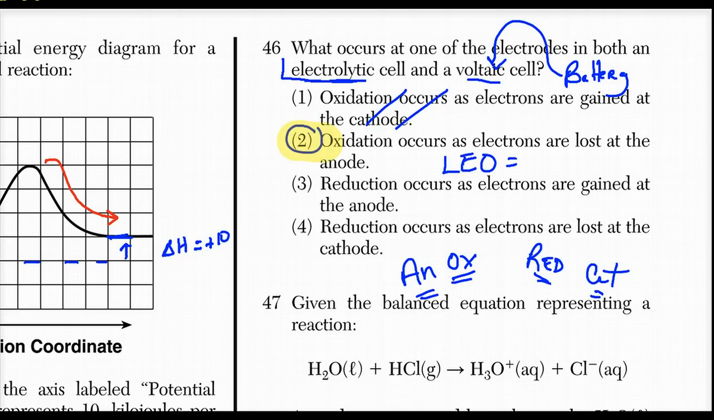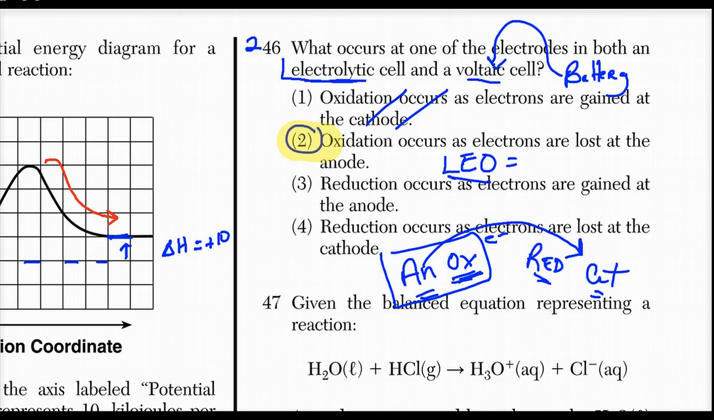You have to know that in an electrolytic cell and a voltaic cell, the battery, electrons flow from anode to cathode, and oxidation has to occur at the anode because if electrons are always flowing from anode to cathode, they have to come from the one who is losing to the one who is gaining.